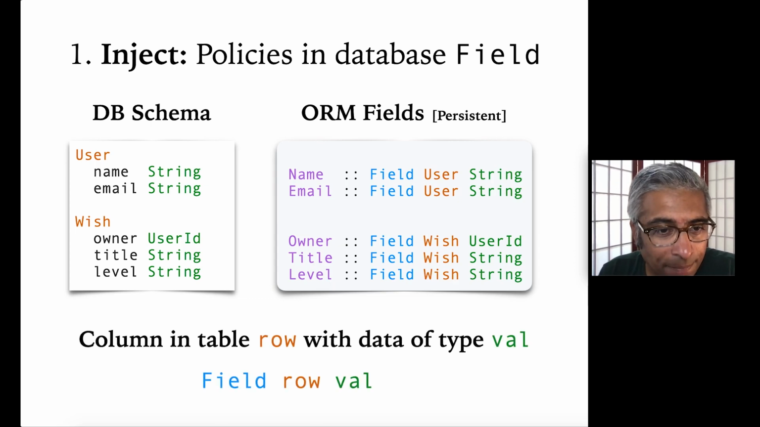And the type of each field is a field row val, where row denotes the table that it's a field of. So for example, owner is a field of the wish table and has the type user ID. Its value has the type user ID. Similarly, title is also a field of wish and has the type string.